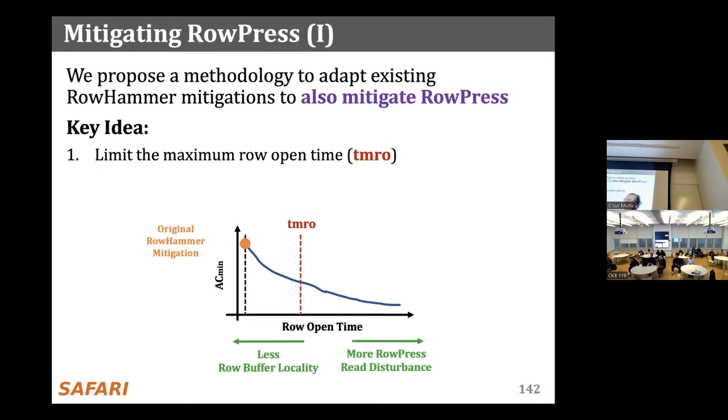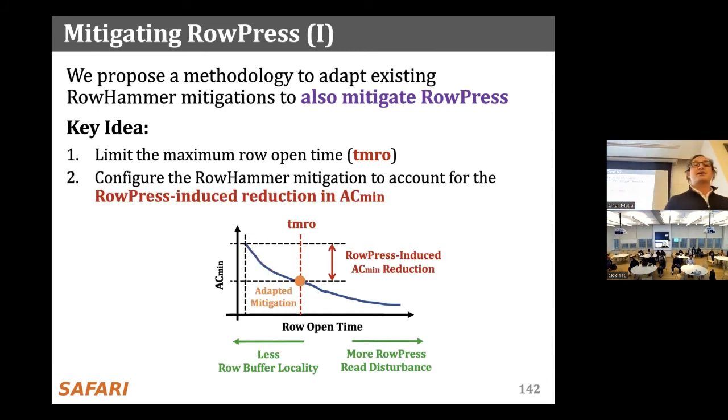And then once you limit the row open time, adjust your RowHammer mitigation such that the aggressor row tracking takes into account the reduction that happens because of RowPress. That's the idea. And at different levels of row open time, you have different levels of reduction clearly. And if you limit it, it makes your life easier so that you don't need to look at this part of the curve over here.